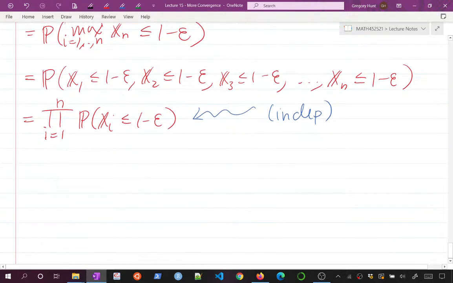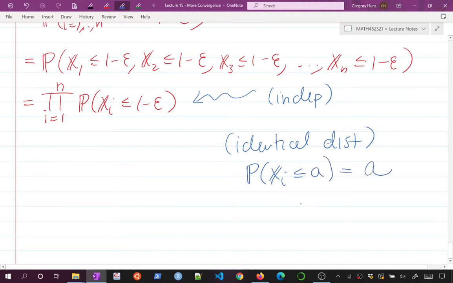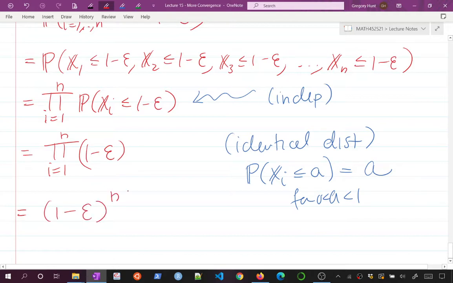And what's my next trick? They are all identically distributed, and they're uniformly distributed. So the probability that x_i is less than or equal to some number a is just a, as long as a is between 0 and 1. That's just what it means to be a uniform random variable, and the x's are uniform. And so each of these, i goes 1 to n, probability x_i is less than or equal to 1 minus epsilon, surely it's just 1 minus epsilon. And so that's n times, so that's (1 minus epsilon) to the n.